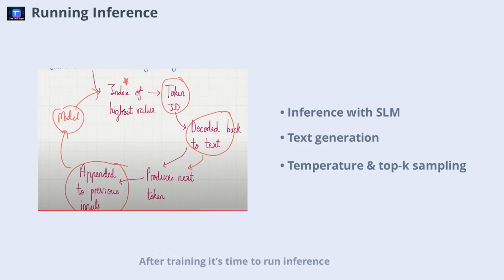After training, it's time to run inference. The trained SLM can now generate text by predicting the next token given a sequence. The model loads the best saved parameters and uses the generate function to produce new text. Temperature and top-k sampling control the creativity and diversity of the output. The result is a small, efficient language model capable of producing coherent English, demonstrating the power and flexibility of SLMs built from scratch.